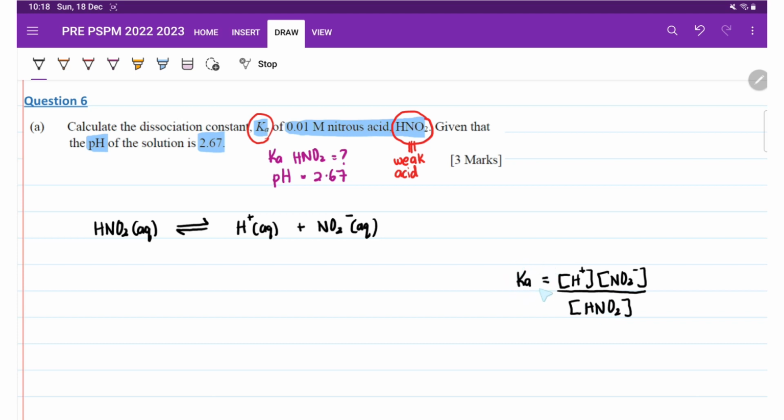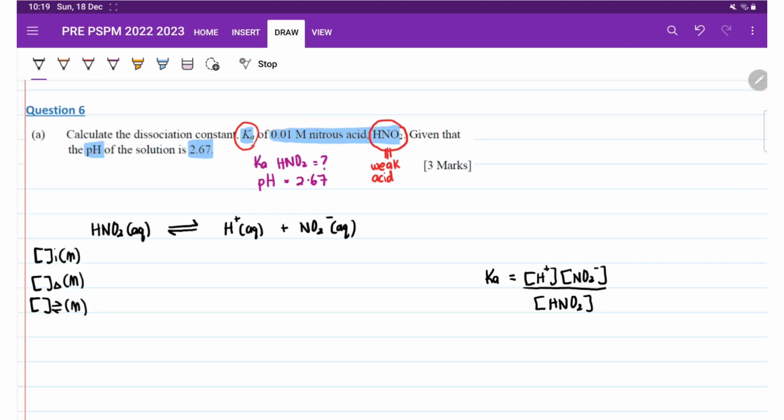Dan since yang ni adalah dissociation constant Ka, we need to find the value at equilibrium. Jadi, mana kita nak cari nilai at equilibrium? Kita kena construct kita punya ICE table. So, from the equation, construct ICE table in terms of concentration, kita masukkan maklumat. So, the initial concentration of HNO2 adalah 0.01. So, masukkan dekat sini 0.01. Untuk H plus dengan NO2 minus 0 dan 0.